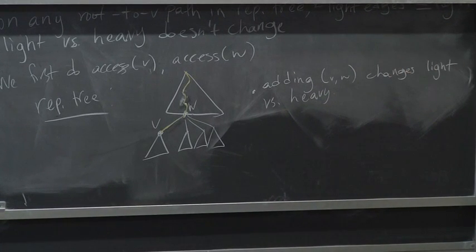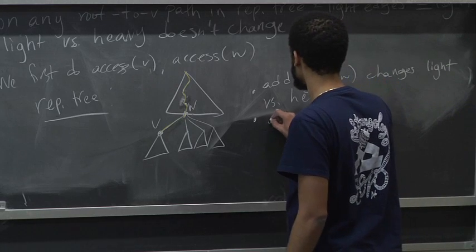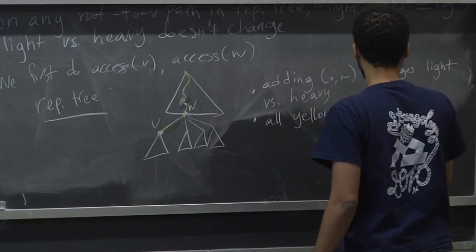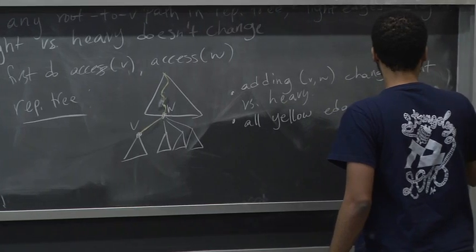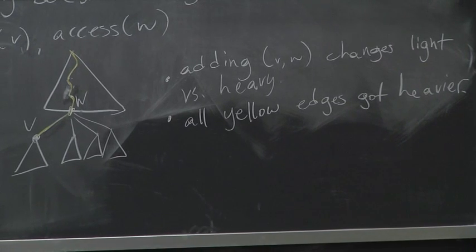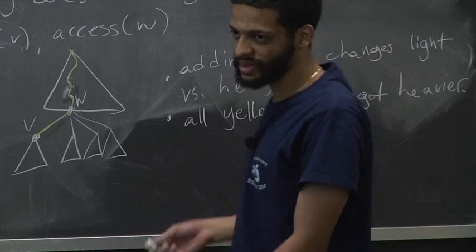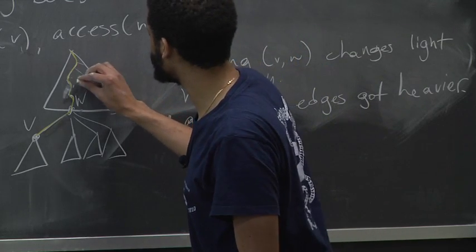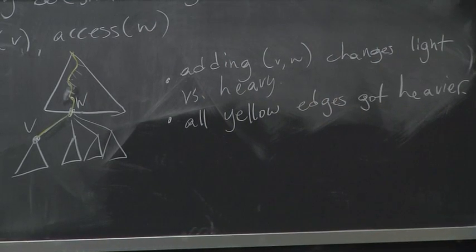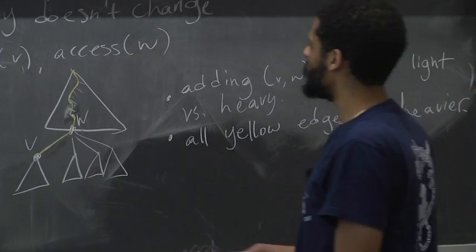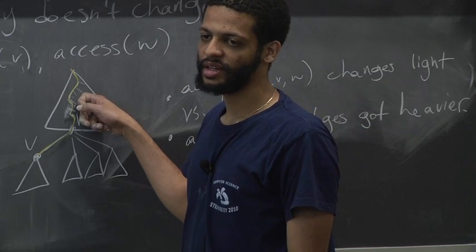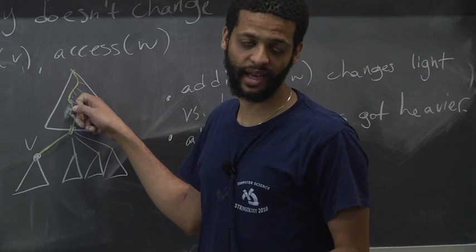So in particular, all the yellow edges here got heavier, right? And all of the old preferred children that used to hang off here got lighter. Okay. So maybe because they got lighter, that counts as a light. You might say, does that count as a light edge creation?